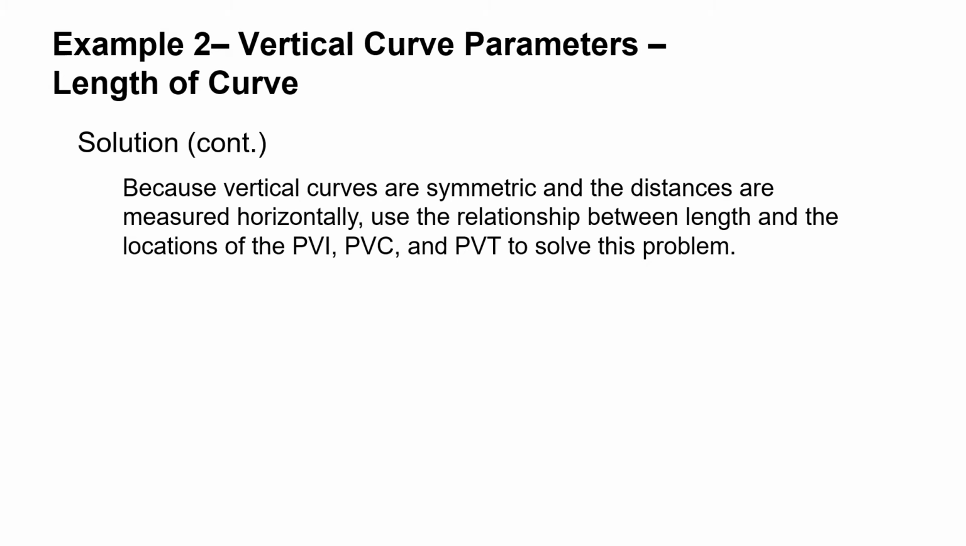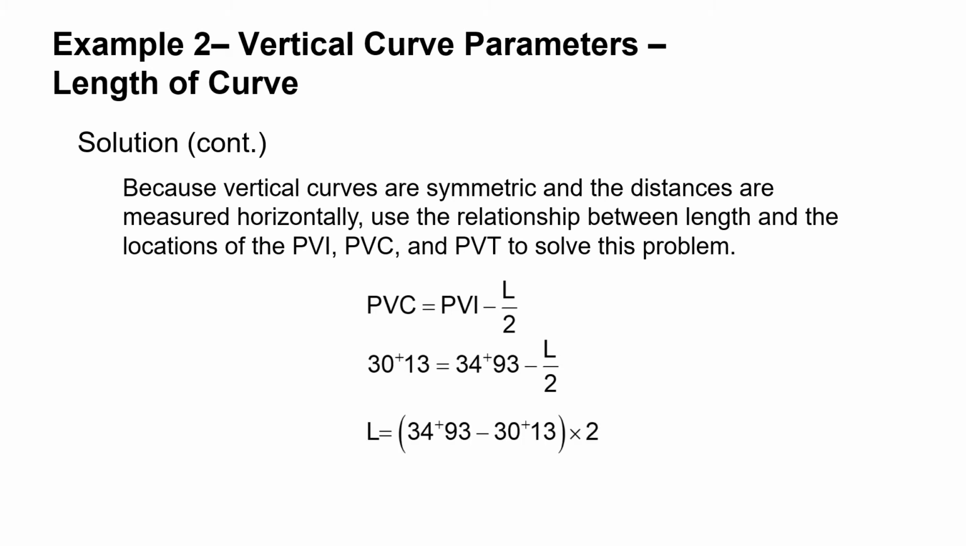Remember, distances are horizontal, vertical curves are assumed to be symmetric parabolic curves. Use the relationship between the length and the locations of PVI, PVC, and PVT to solve this problem. So the PVC equals the PVI minus L over 2. So plugging in our values, 30 plus 13 equals 34 plus 93 minus L over 2. Rearrange that so L equals 34 plus 93 minus 30 plus 13 multiplied by 2. Gives us a length of 960 feet. And that is answer D.